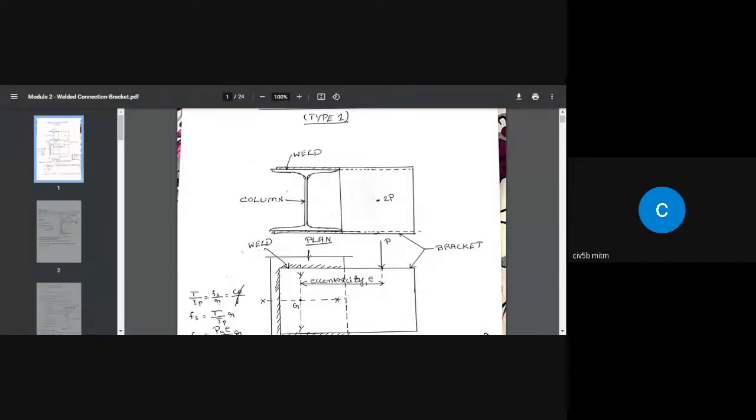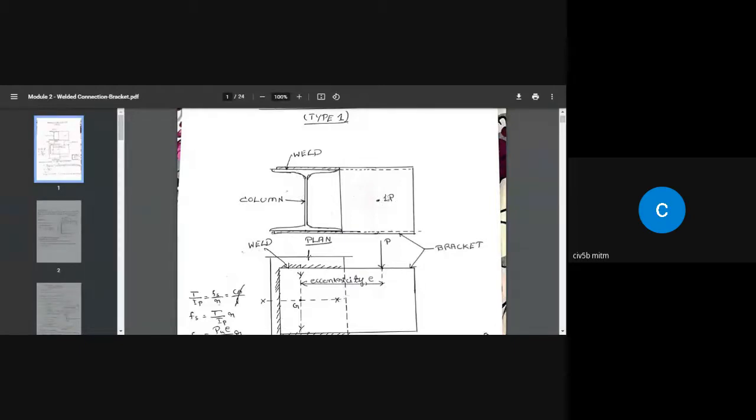There are different ways we can do the bracket type of connection. So this type of arrangement is called bracket type. When the beam runs like this and sits, it is going to transfer some load to this bracket. Then that load should be transferred to the column.